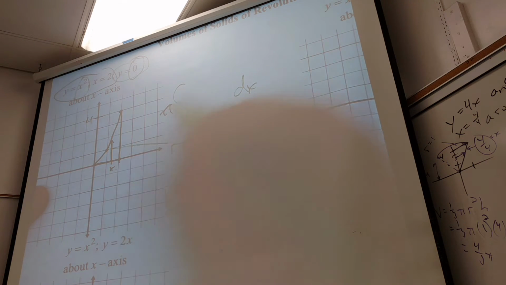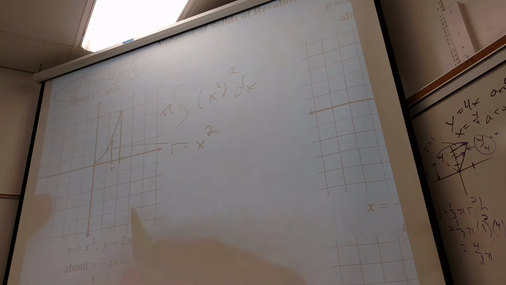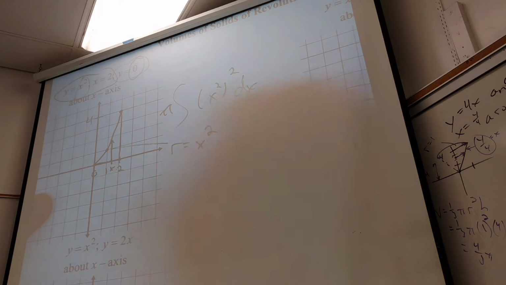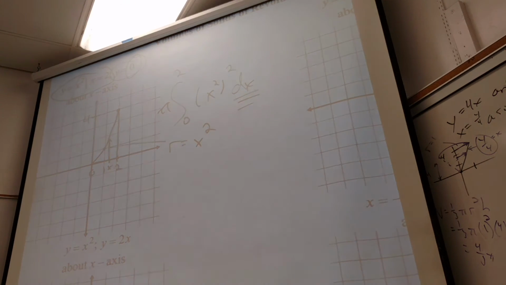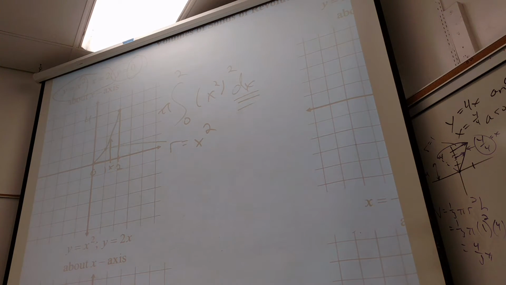So it'll be pi times x squared squared. From what to what? Good. It's all about what x does. That's why this is such an important step. I know I'm saying things again, but I have to.